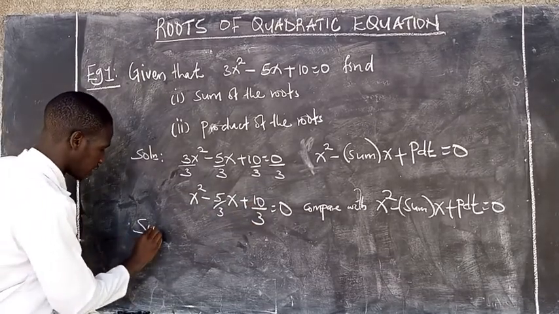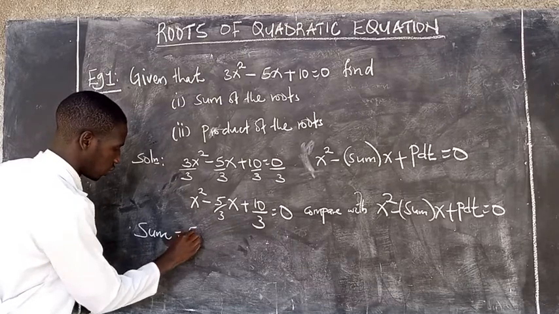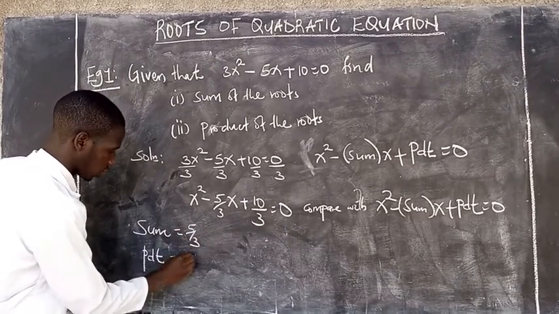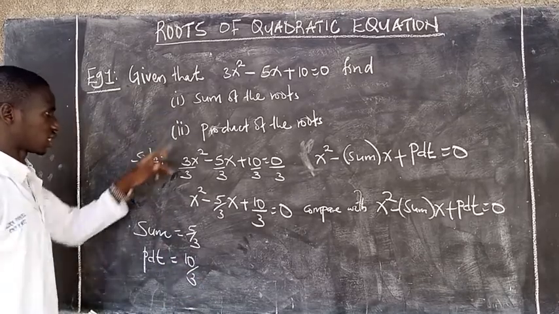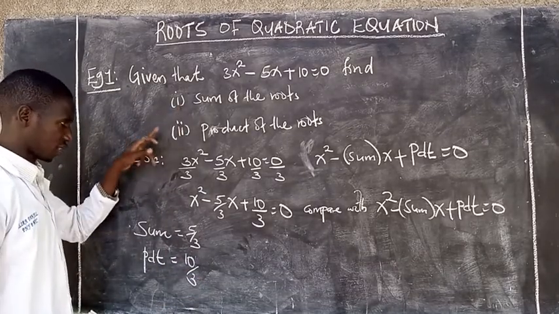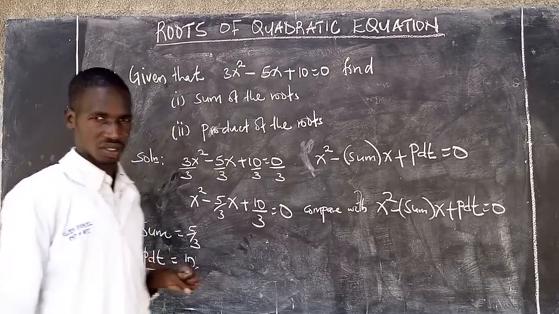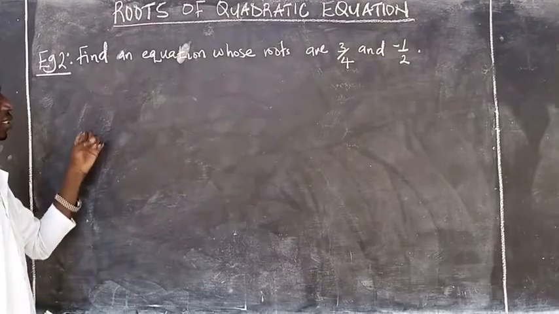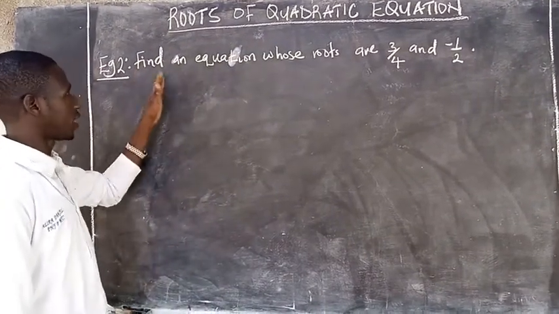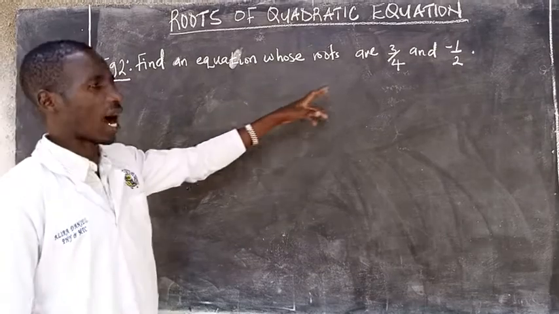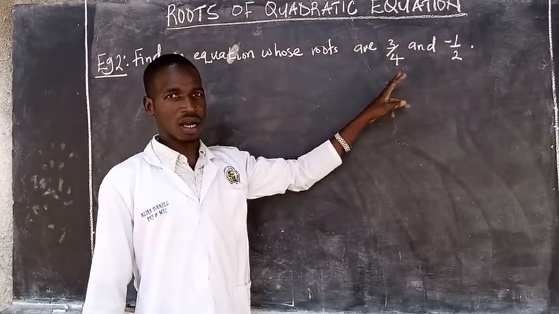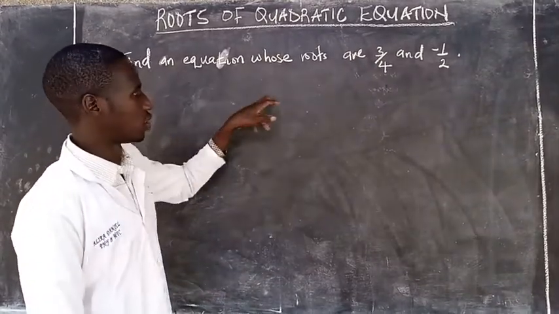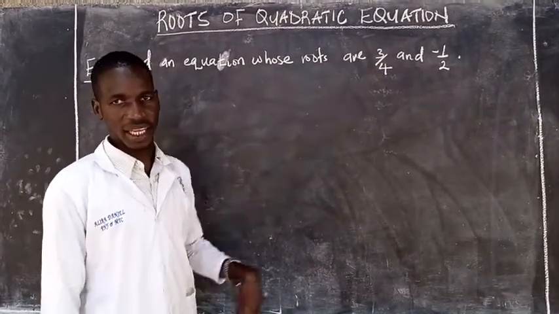So we say sum equals 5 over 3, product equals 10 over 3, which answers question 1, sum of the roots, and question 2, product of the roots. Let's look at the second example. The second example says that we find an equation whose roots are 3 over 4 and negative a half.